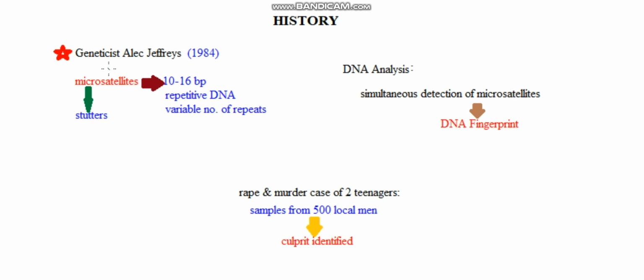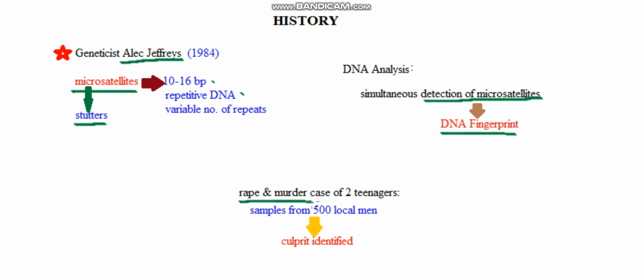You might be wondering who came up with the idea to identify individuals by their DNA sample. Well, it was geneticist Sir Alec Jeffreys who independently developed a DNA profiling technique in 1984. This technique involved microsatellites, also called stutters, which are basically 10 to 16 base pairs of repetitive DNA. And the technique involved the simultaneous detection of these microsatellites to form a pattern, which we call the DNA fingerprint or DNA profile.